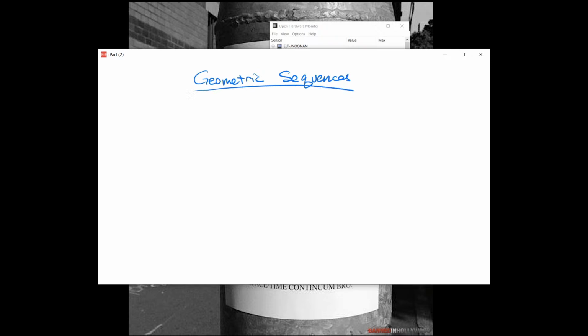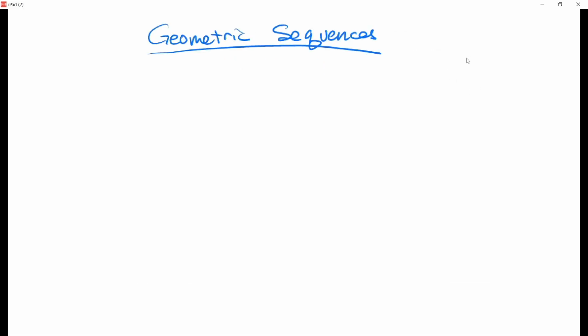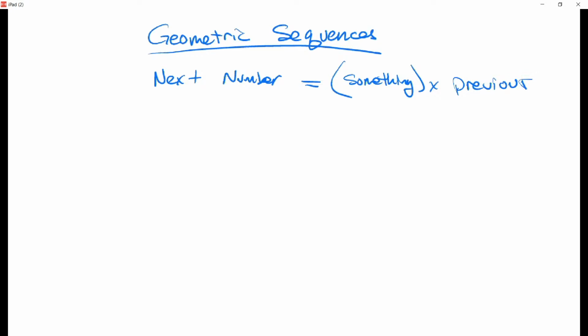If you've had Calculus 2, you might have some PTSD from geometric series, maybe, I don't know. That's like the sequences and series at the end of Calc 2. But anyway, a geometric sequence is pretty straightforward. It's just that to get the next number is equal to something times the previous number. In fact, all of the ones on your homework were geometric.